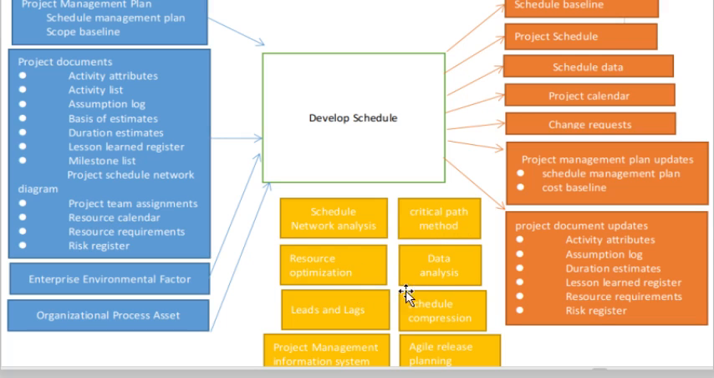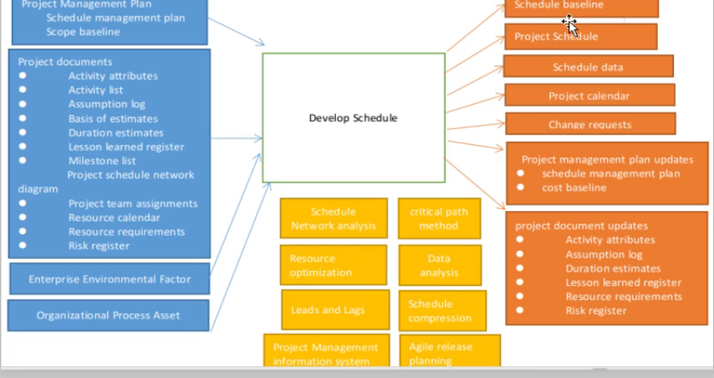Then resource optimization, data analysis, leads and lags. Lead means the time by which an activity can be advanced or delayed without delaying the overall project. Lag means the delay between activities, like a 1 day lag or 2 day lag. Then schedule compression, which is used if there is a need to compress the schedule. The project management information system means any software used for managing the project, for example Jira, Microsoft Project, project server. Then agile release planning, that is, how you will plan the releases in agile. So, these are the tools and techniques.